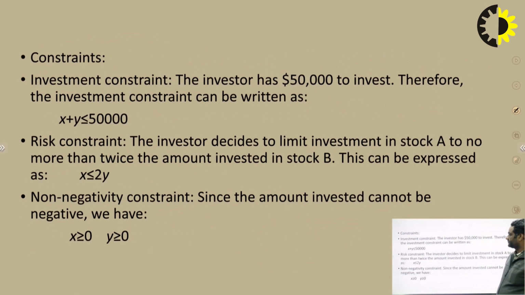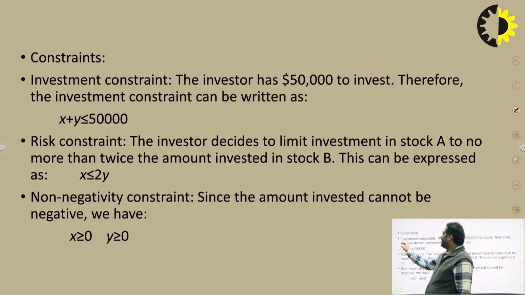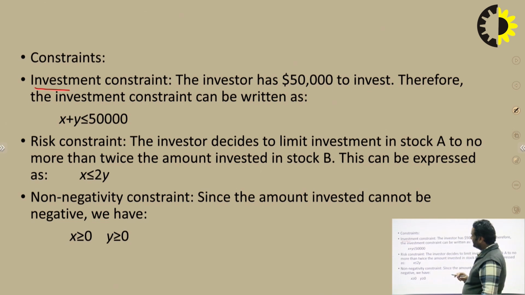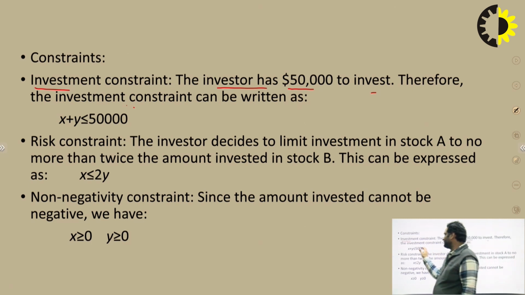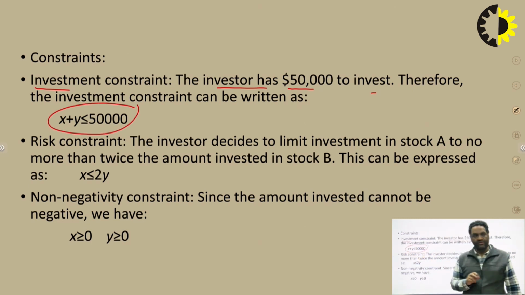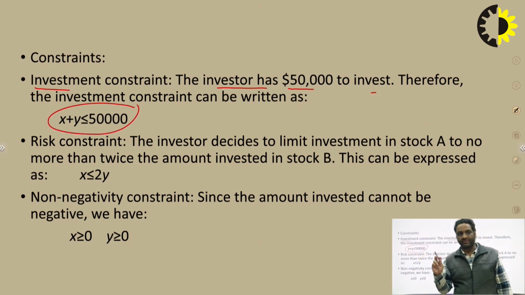Next, what are the constraints? So here a number of constraints are given. Let's start. The investor has $50,000 to invest. Therefore, the investment constraint can be written as this one: x plus y is always less than or equal to 50,000.